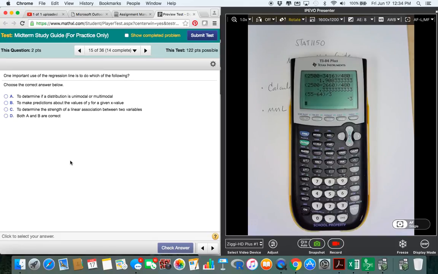One important use of the regression line is to do what? To make predictions.